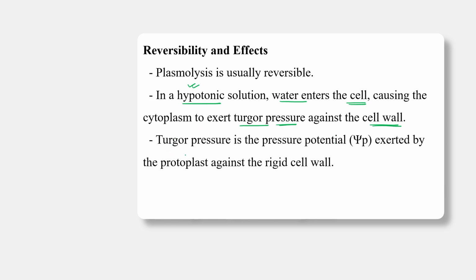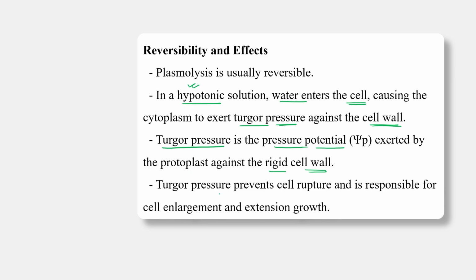Okay, so this turgor pressure, what is this turgor pressure? It is a pressure potential exerted by the protoplast against the rigid cell wall. This is turgor pressure. It is a pressure potential exerted by the protoplasm against the rigid cell wall. Turgor pressure prevents cell rupture and is responsible for cell enlargement and extension growth.